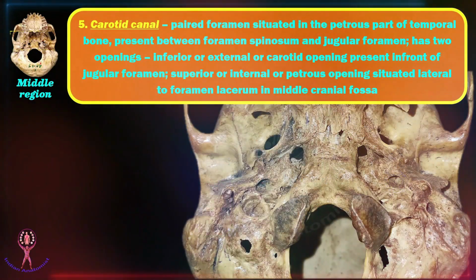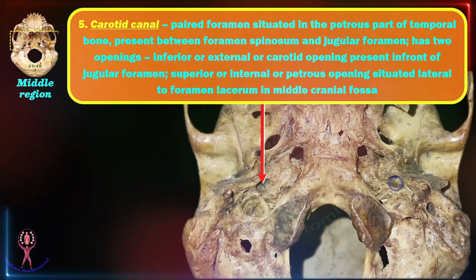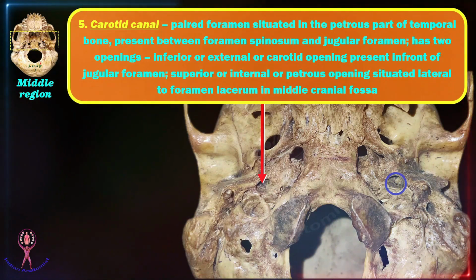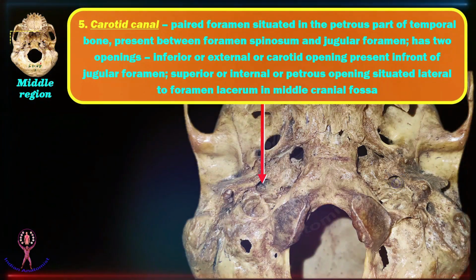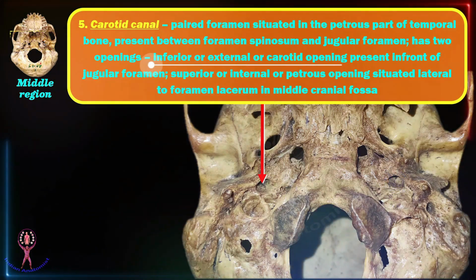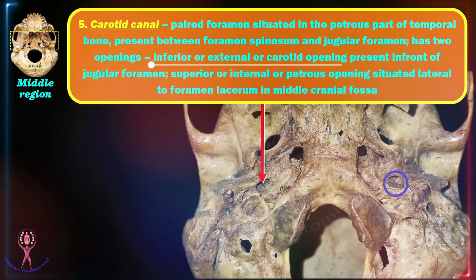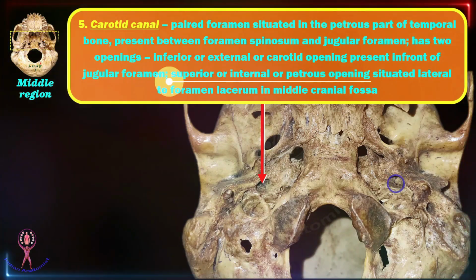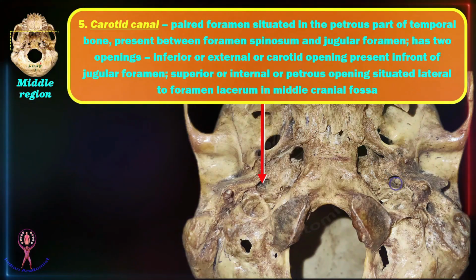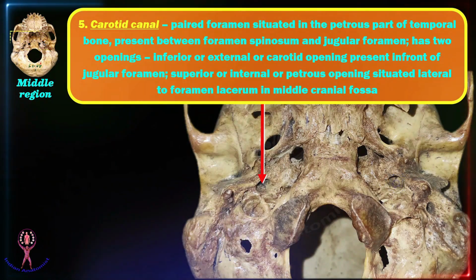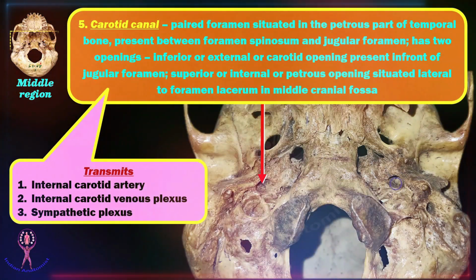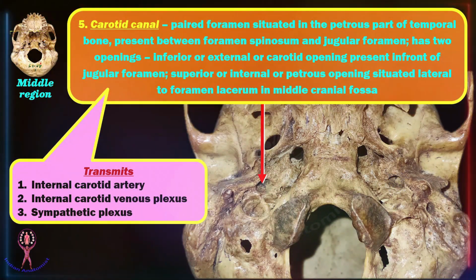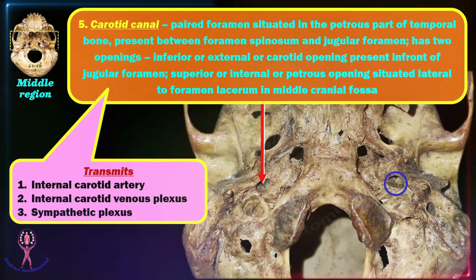Next is the carotid canal. It is also a paired foramen situated in the petrous part of temporal bone, which is present between the foramen spinosum and jugular foramen. It has two openings: inferior or external or carotid opening, which is present in front of the jugular foramen, and superior or internal or petrous opening situated lateral to the foramen lacerum, which is in the middle cranial fossa. The carotid canal is marked by the blue color ring. Carotid canal transmits the internal carotid artery, internal carotid venous plexus, and sympathetic plexus around the internal carotid artery.